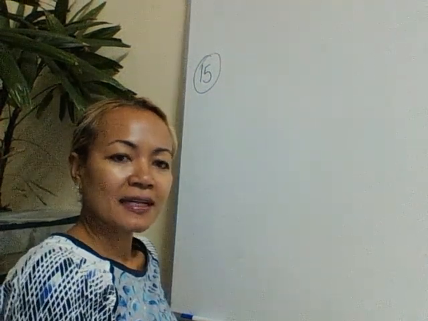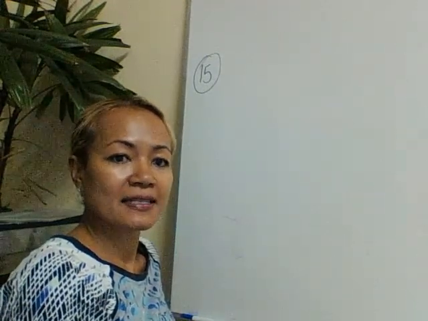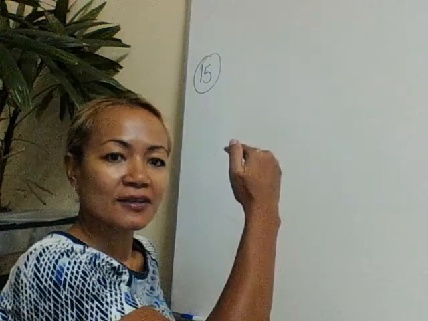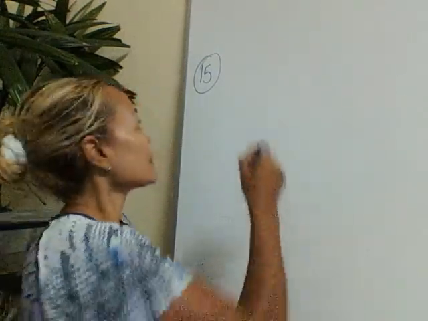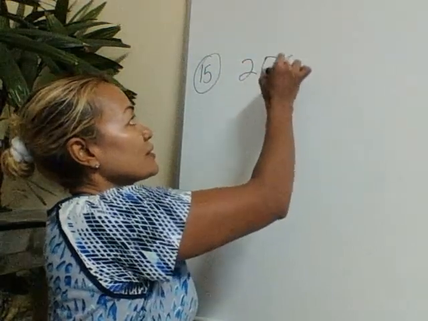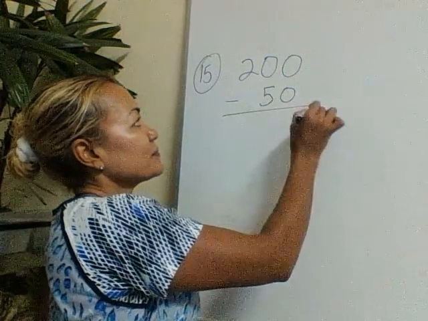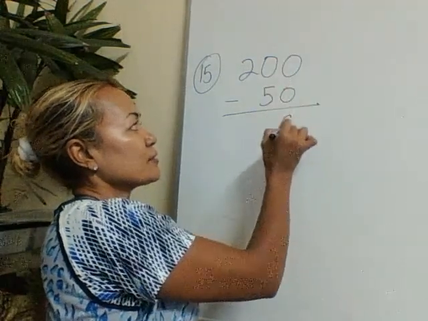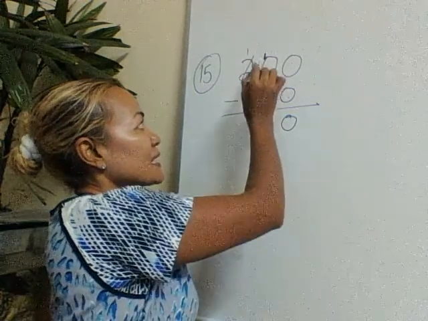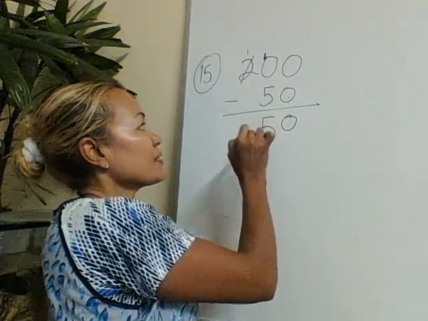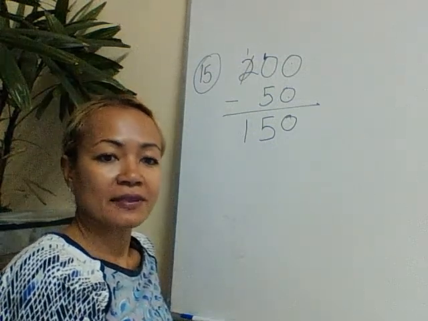Number 15 asks us, what is the number 50 less than 200? Starting at 200, 50 less. What's that new number? It's just 200 minus 50. 0 minus 0 is 0. Here you borrow 1 from there, becomes 10. 10 minus 5 is 5. And 1 there. 150.